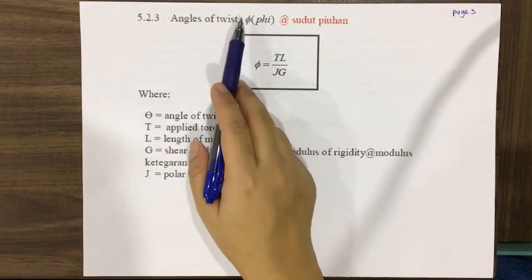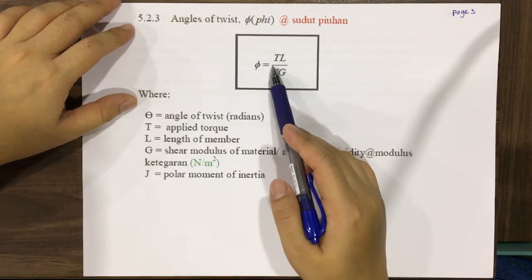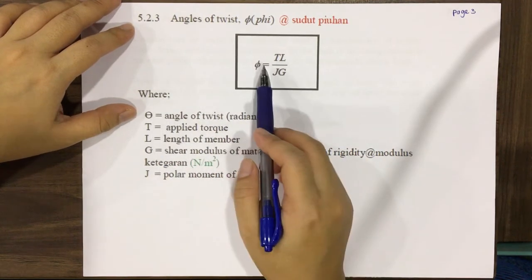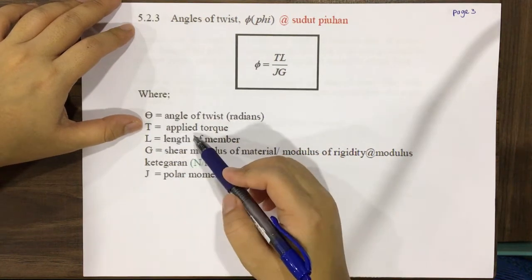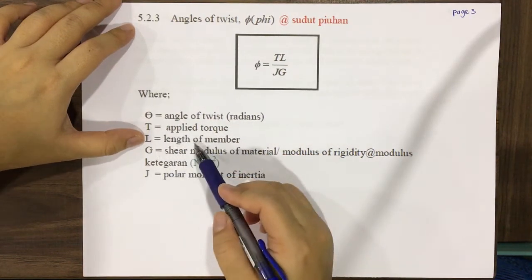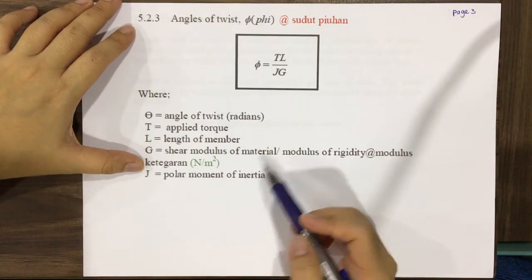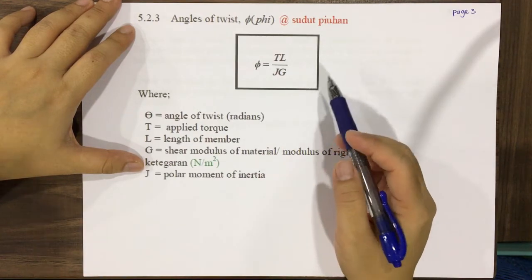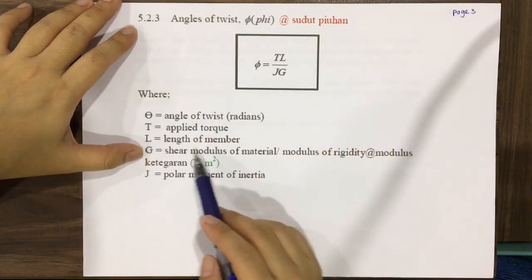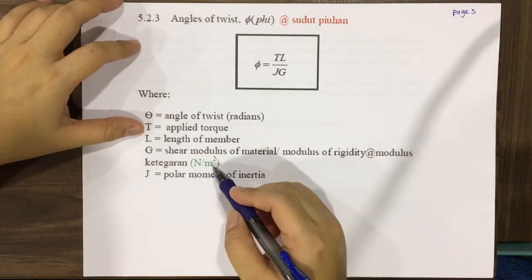And then the angle of twist, phi, is equal to TL over JG. So phi here is the angle of twist in radians. T is the applied torque, L is the length of the member, J is the polar moment of inertia that I explained before for circles and hollow circles, and G is the shear modulus of the material, normally in Newton per meter squared.